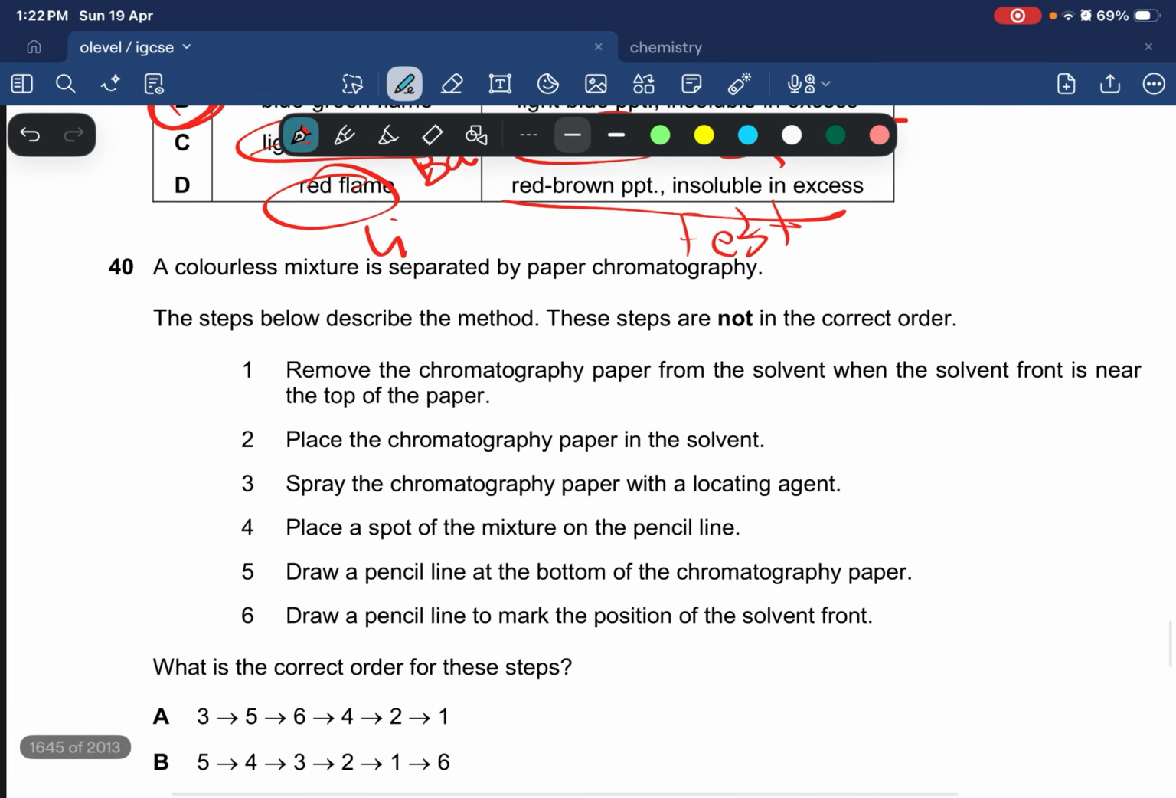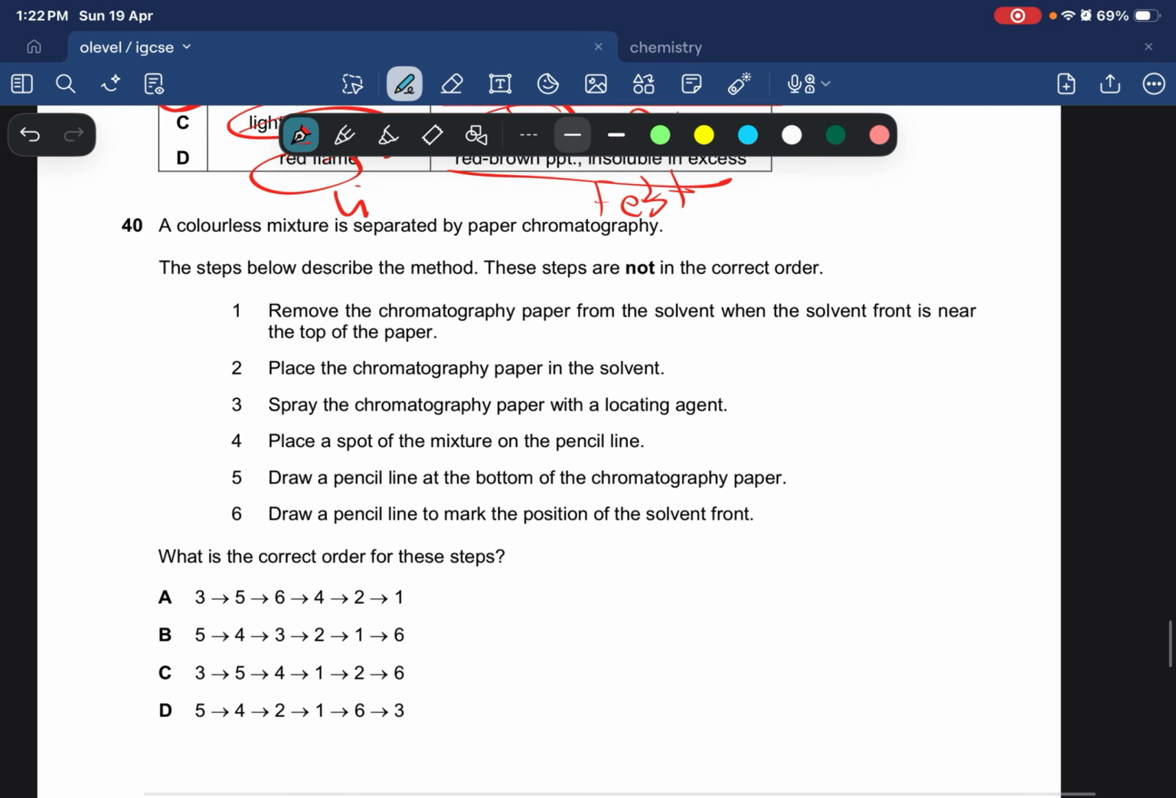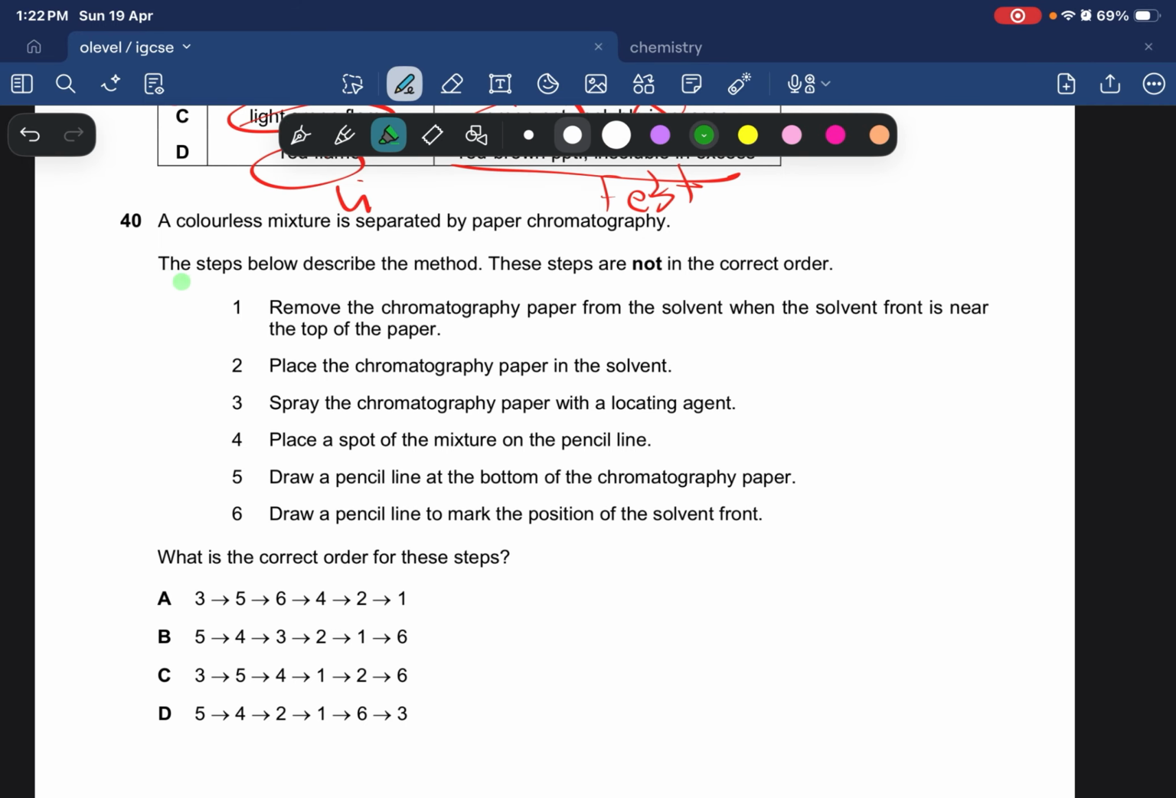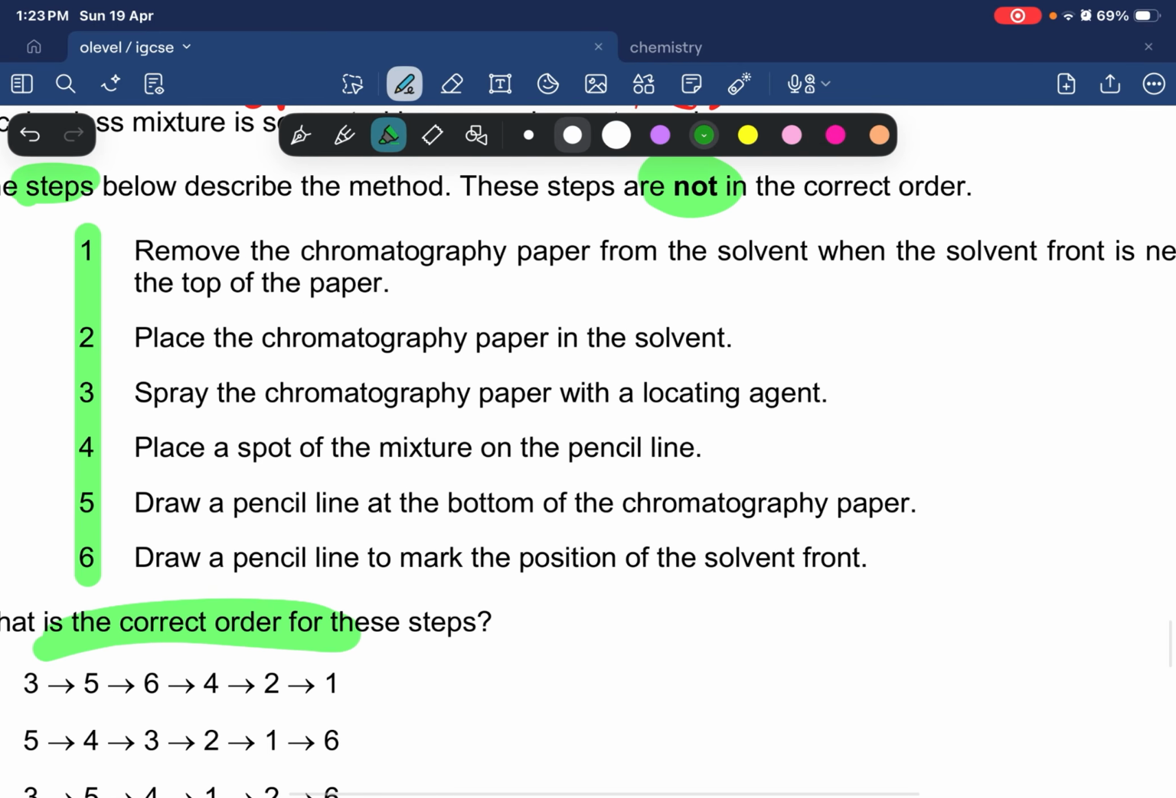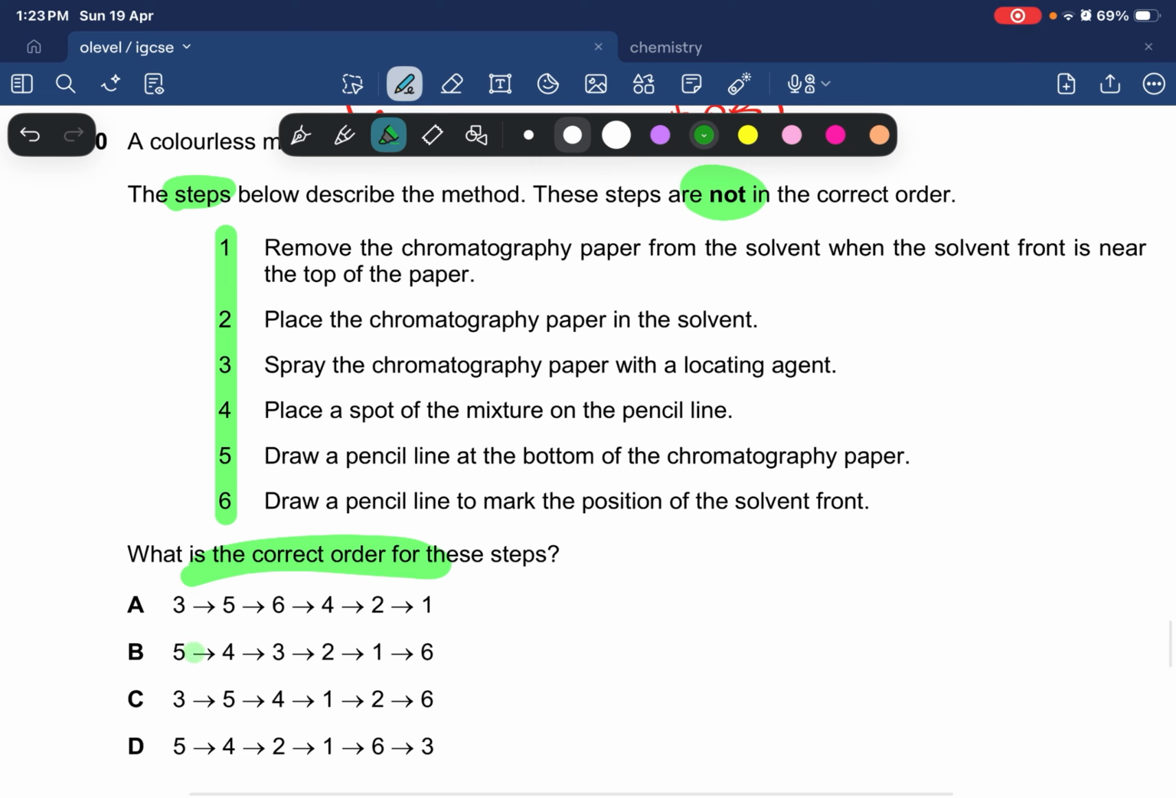A colorless mixture is separated by paper chromatography. The steps below describe the method. These steps are not in correct order. What is the correct order for these steps? Okay, so first I would say either it's 3 or 5.